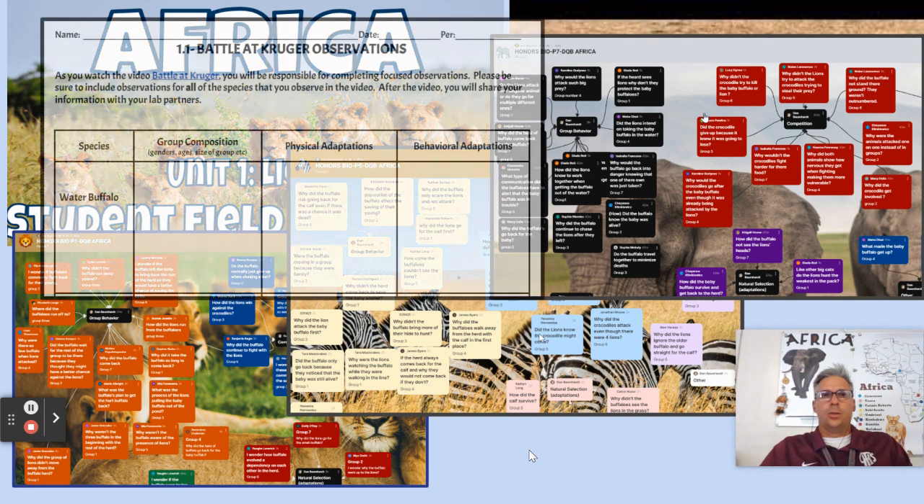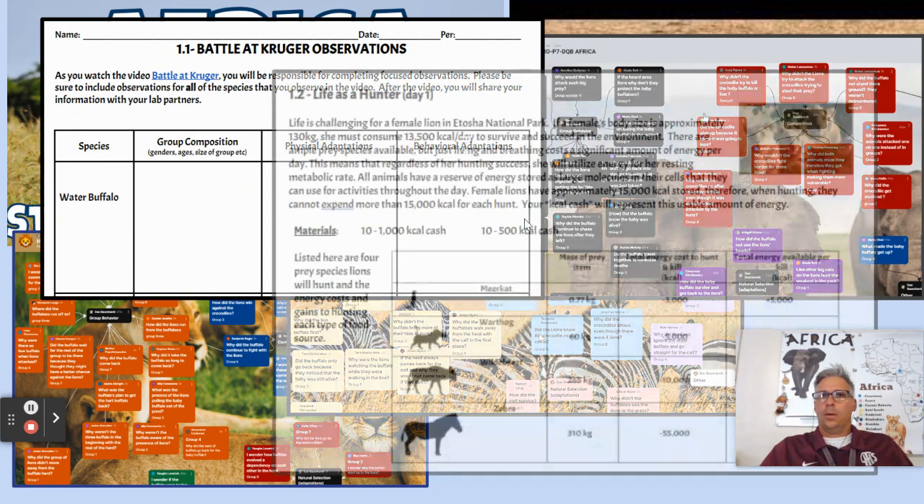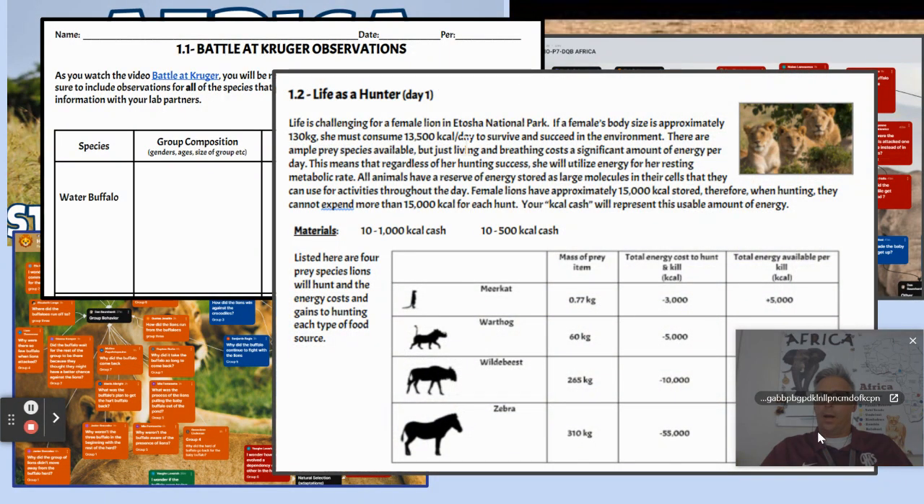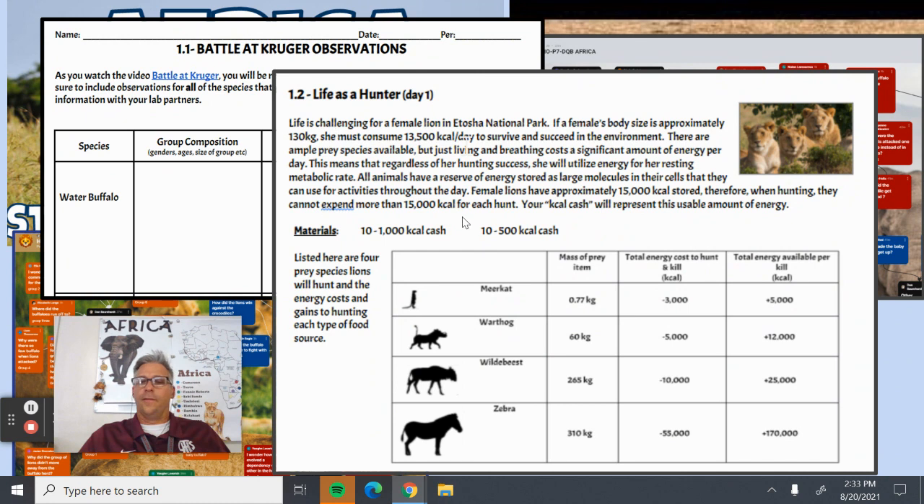And then we get into the actual, real data sets. So right now, today, we just started Life as a Hunter, where the kids are asked to calculate energy loss and energy gain for lions hunting solo versus the group. So it's an interesting dynamic, but it's setting the stage for the rest of the unit moving forward.